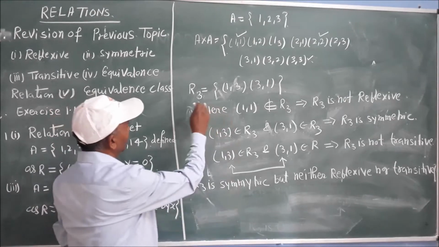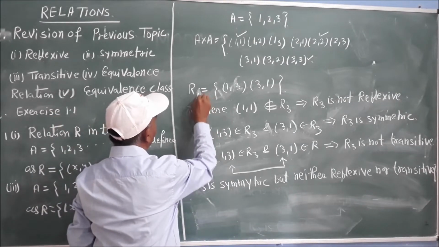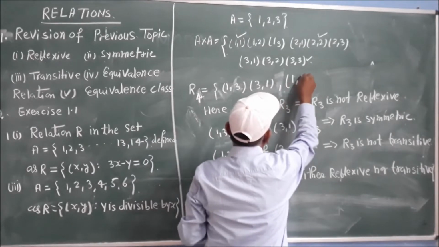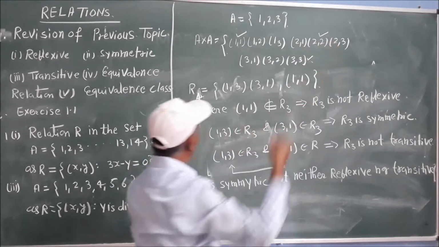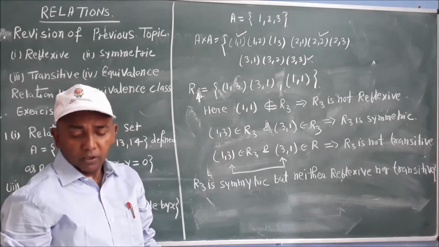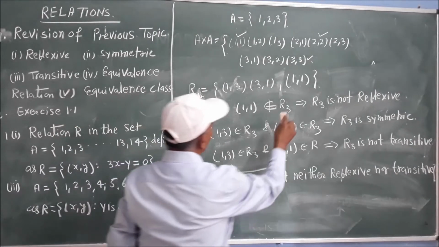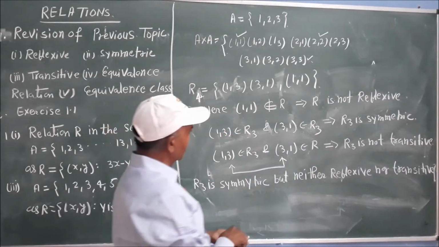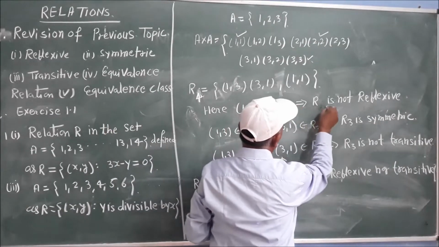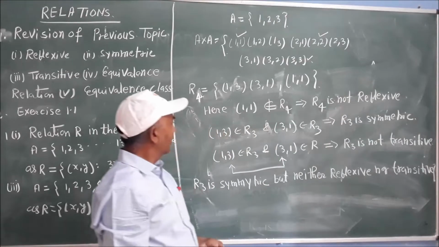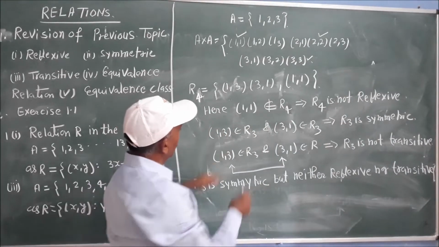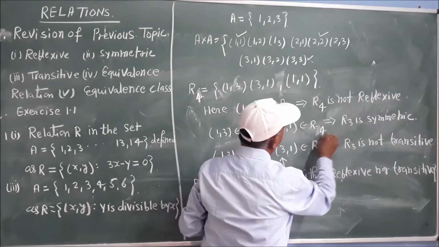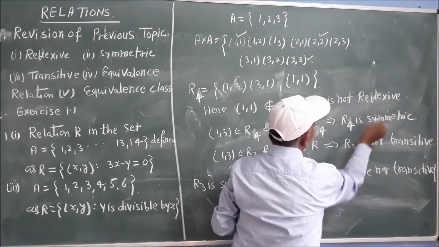Sir, again see another example. Suppose I have made another example, R4, and here we have added (1, 1). So what are we seeing here? For R4, again see here (1, 1) does not belong to R4. That means R4 is not reflexive. Here (1, 3) belongs to R4 and (3, 1) belongs to R4. This implies R4 is symmetric.